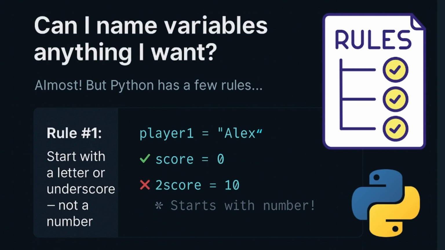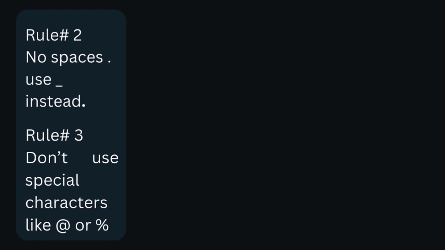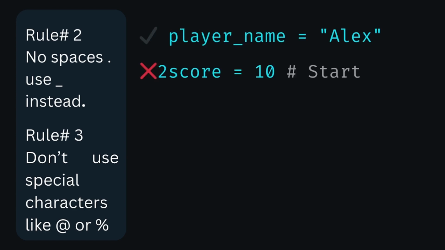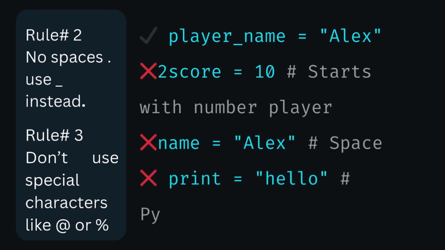Now, your mind must be wondering with this question. Can I name variables anything? Well, the answer is almost anything, but with a few rules. Rule number 1, start with a letter or underscore, not a number. Rule number 2, no spaces, use underscore instead. Rule number 3, don't use special characters. Rule number 4, avoid Python keywords like print, if, for, etc. So, here the example 1 is okay, but the rest will cause errors.